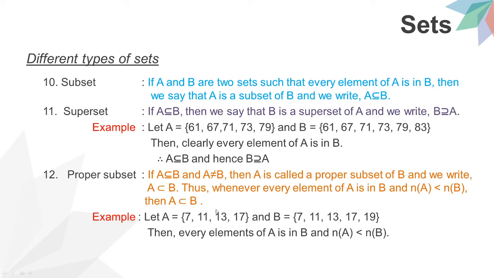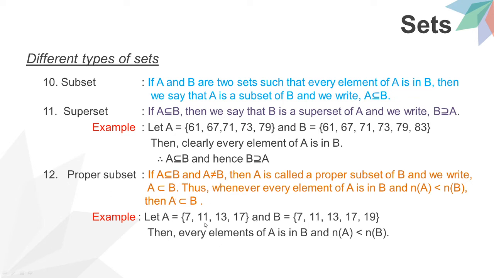Because the elements of A are in B, this is a subset. Now what is a superset? Whatever the elements in B are there in A. It's the reverse. This is also a superset. Now, proper set, what is that?